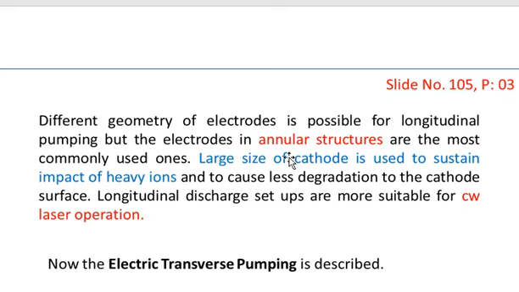A large size of cathode is used to sustain the impact of heavy ions and to cause less degradation of the surface of the cathode. Longitudinal discharge setups are more suitable for continuous wave laser operations.